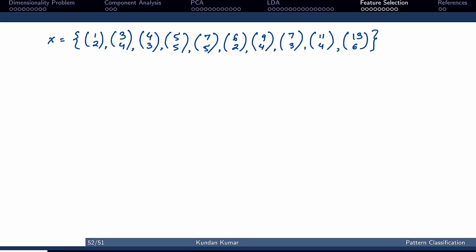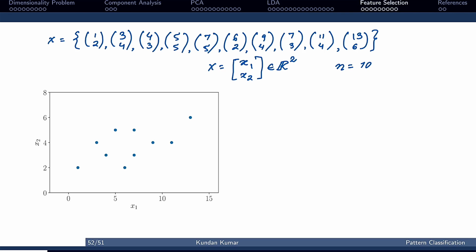So these are the feature vectors, where x basically has the two feature components x1 and x2 in two-dimensional feature space. Here we have how many samples? So n equal to 10. Now just try to analyze the data and plot it in two-dimensional feature space. So these are the data points plotted in two-dimensional feature space.